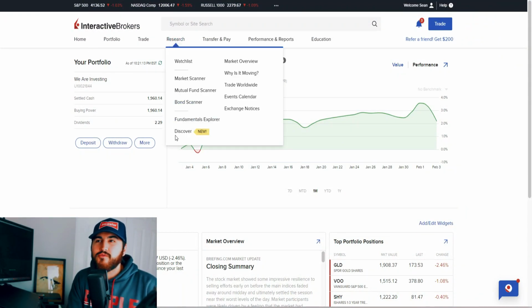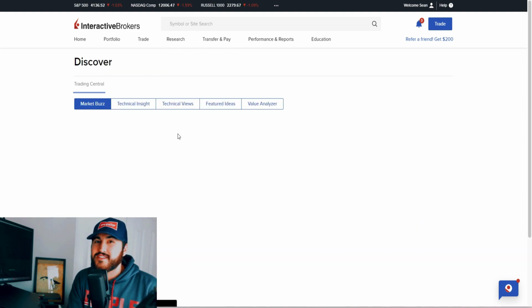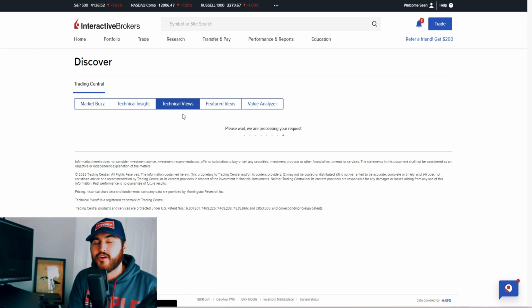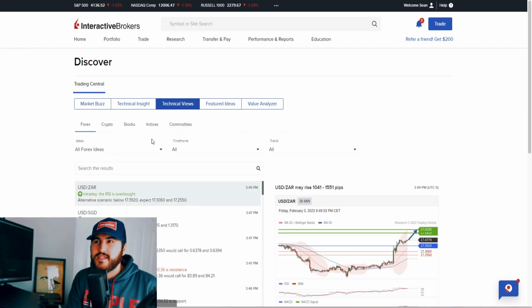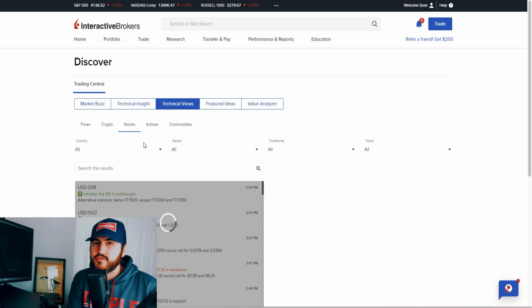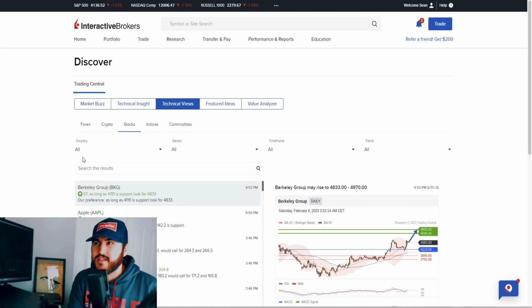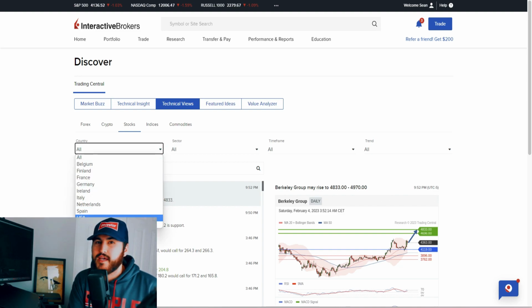Now, if you click on the Research tab, you're going to see that there's a Discover page. Here is where we can go through a couple things that I think are quite nice. In technical ideas, you have Forex, crypto, stocks, indices, and commodities. We're going to focus on stocks. Now, you can filter through stocks based on country, sector, time frame, and trend. There are a ton of sectors. We're going to keep that at all.